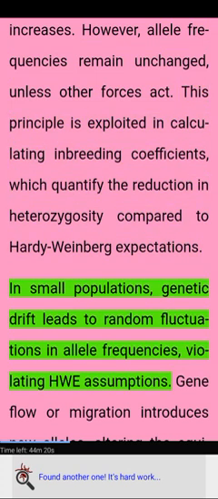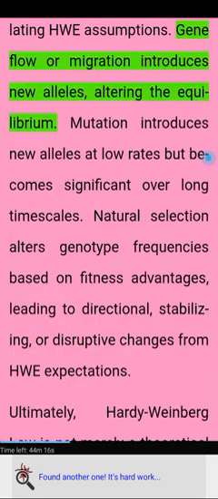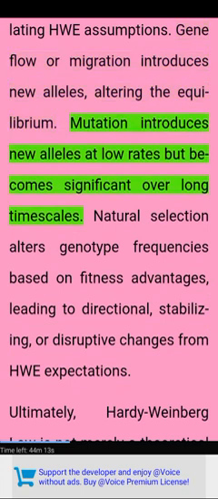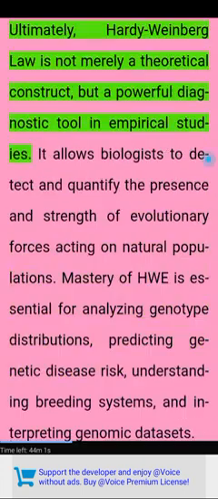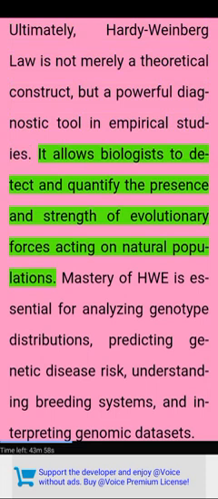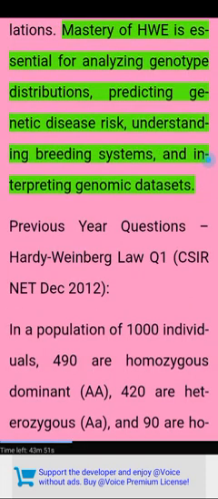In small populations, genetic drift leads to random fluctuations in allele frequencies, violating HWE assumptions. Gene flow or migration introduces new alleles, altering the equilibrium. Mutation introduces new alleles at low rates but becomes significant over long timescales. Natural selection alters genotype frequencies based on fitness advantages, leading to directional, stabilizing, or disruptive changes from HWE expectations. Ultimately, the Hardy-Weinberg law is not merely a theoretical construct, but a powerful diagnostic tool in empirical studies. It allows biologists to detect and quantify the presence and strength of evolutionary forces acting on natural populations. Mastery of HWE is essential for analyzing genotype distributions, predicting genetic disease risk, understanding breeding systems, and interpreting genomic datasets.